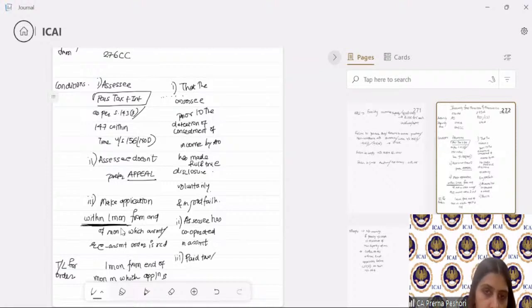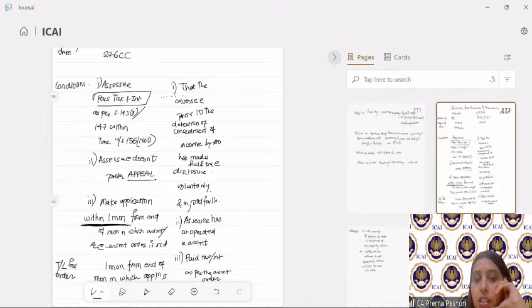Paid tax or interest as per the assessment order. So, the assessee should have paid the tax or interest in the assessment order. Is that clear?